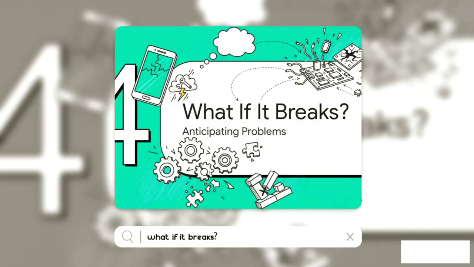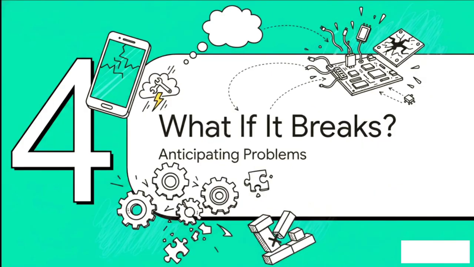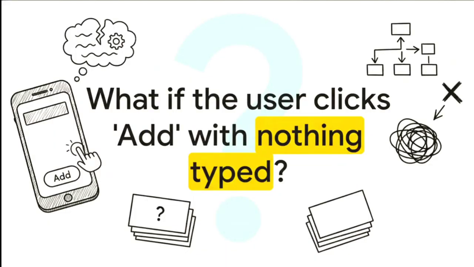Okay, now for the part that really separates the beginners from the pros. Before you write a single line of code, you have to put on your what-if hat. You have to actively try to think of all the ways your beautiful little app could break. Here's a classic example. What happens if the user doesn't type anything in and just clicks the Add button? Hmm? What should our app do?